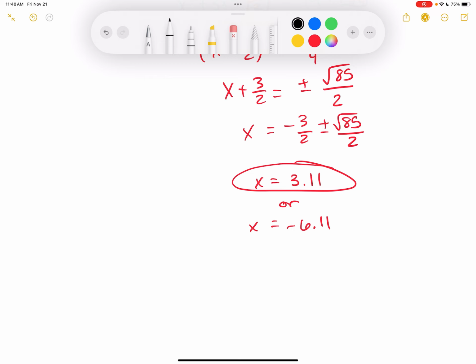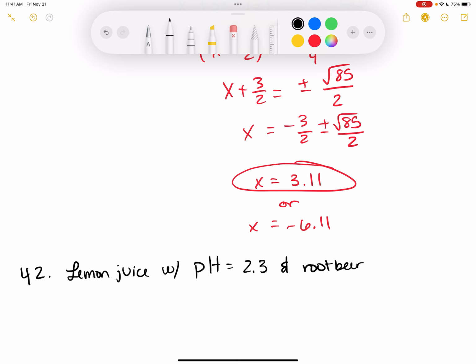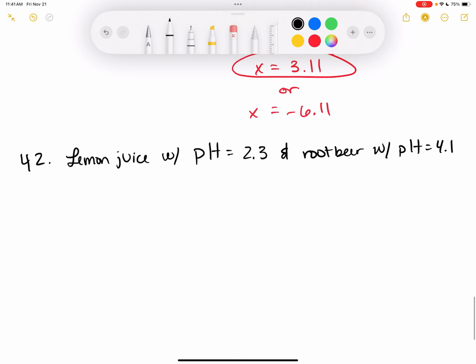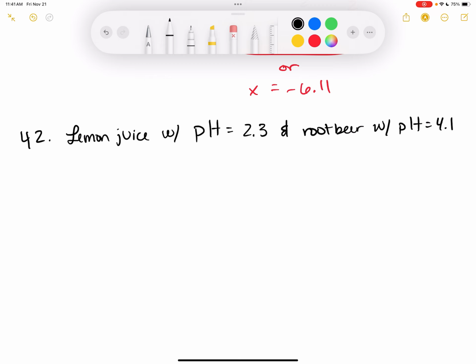So with 42, if I can write the correct number, it says lemon juice with a pH equal to 2.3 and root beer, which I changed the problem, with pH equal to 4.1.